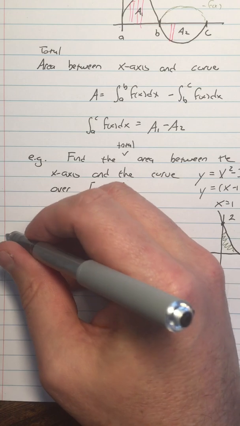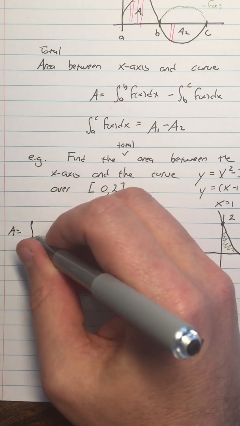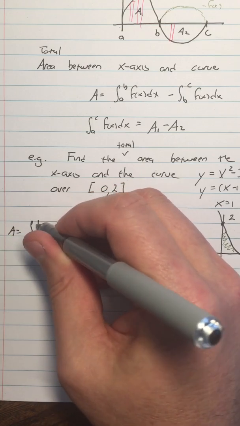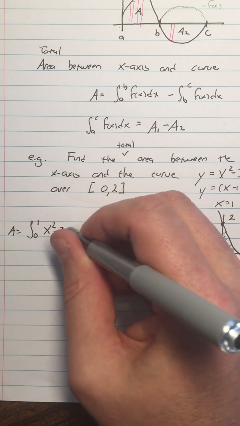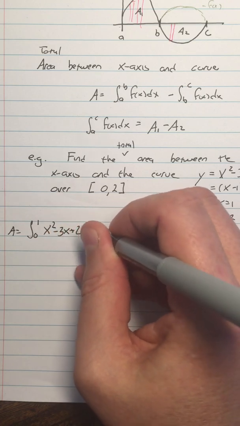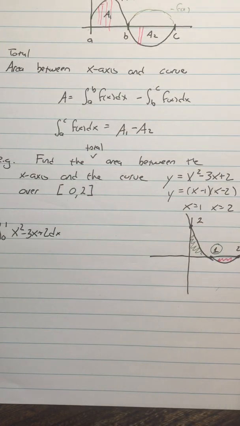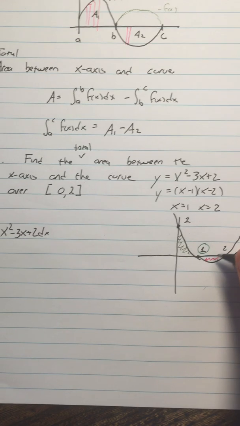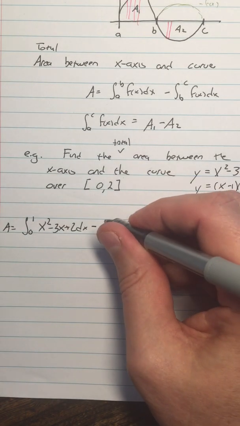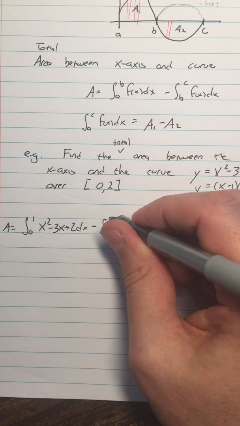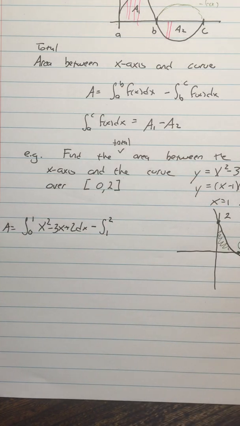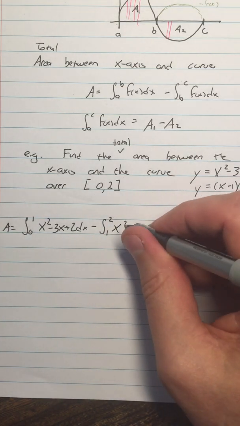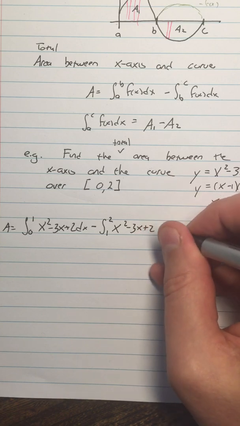I'll start by saying that the area equals the integral from 0 to 1 of x squared minus 3x plus 2 dx. All right, that's the positive part. And then for the negative part, this area is going to be negative, so what I'm going to do is put a negative in front of my integral, resulting in a positive. So I'm going to do the integral from 1 to 2 of x squared minus 3x plus 2 dx.